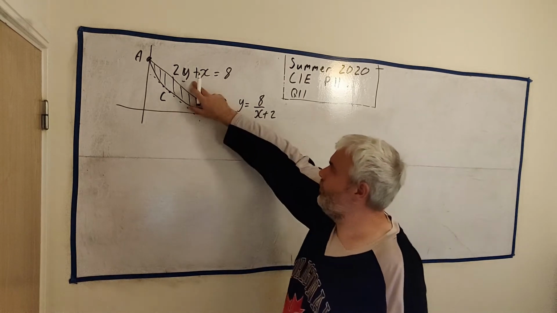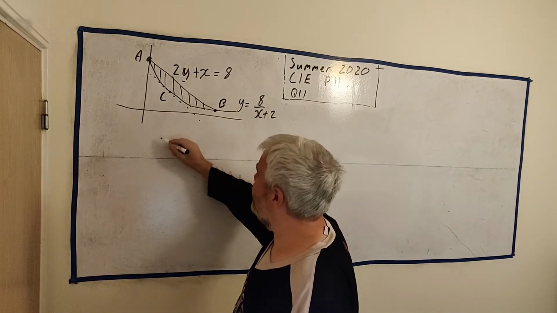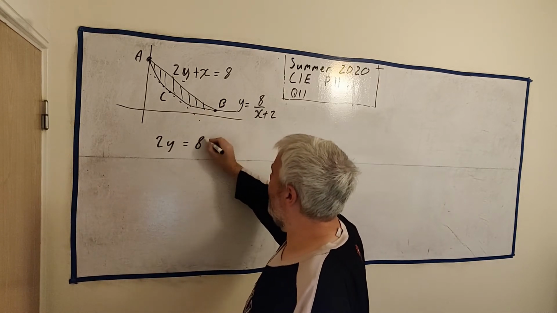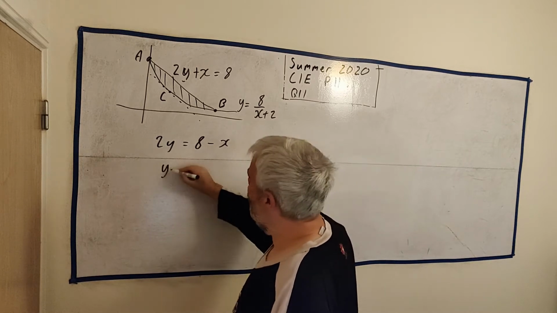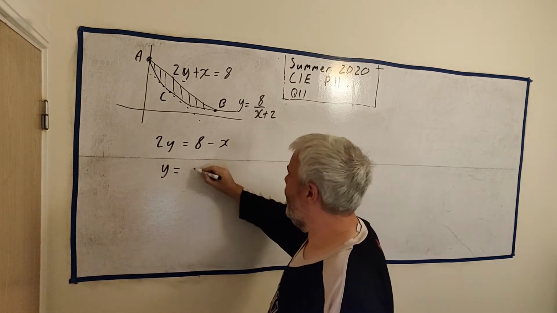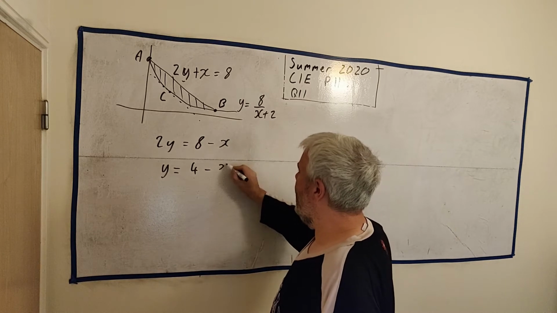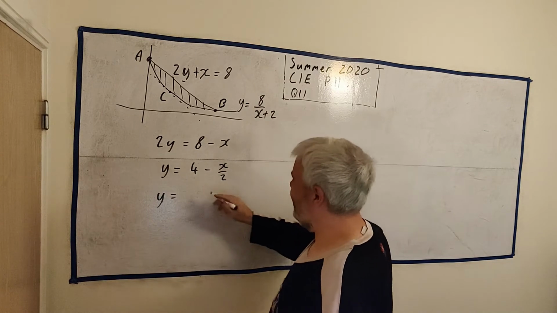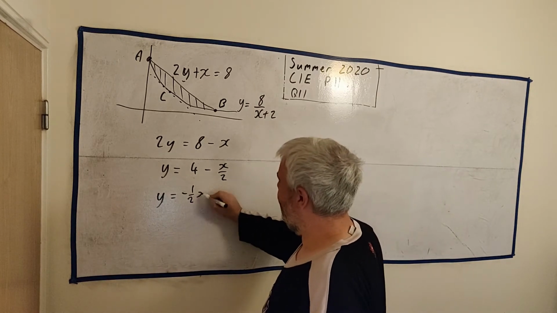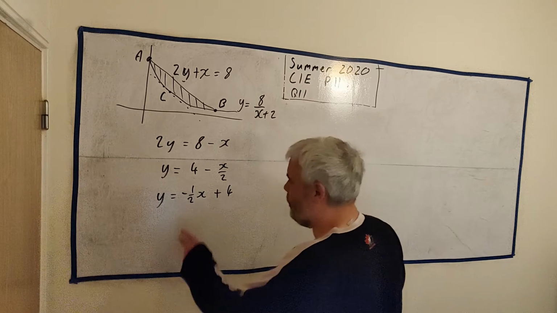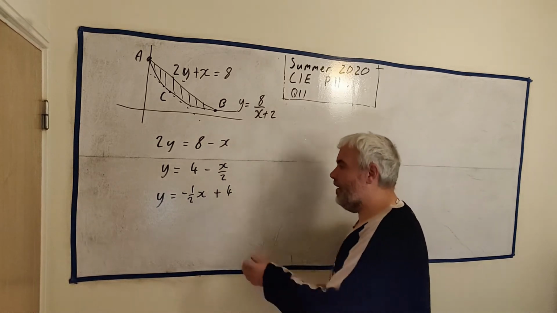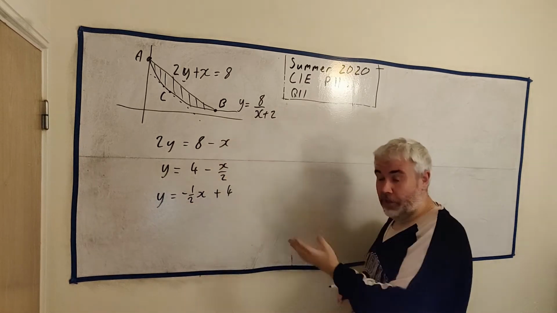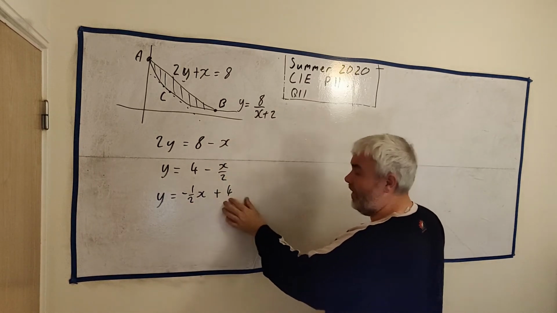Now, the easiest way is to rewrite the line. Instead of 2y plus x, let's write 2y equals 8 minus x. y equals 4 minus x over 2. Actually, I would hate to leave it this way, so I'll leave it as y equals minus a half x plus 4. I much prefer writing my lines this way. I have the x first, because there's the slope, which we're going to use later. And here's the intercept.